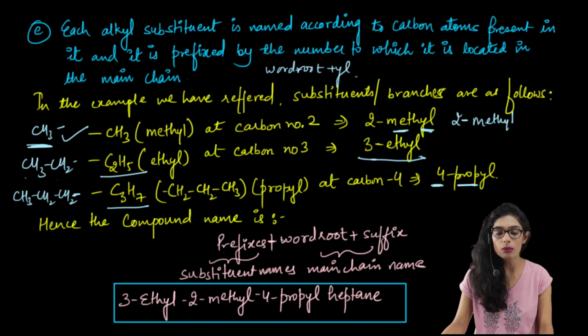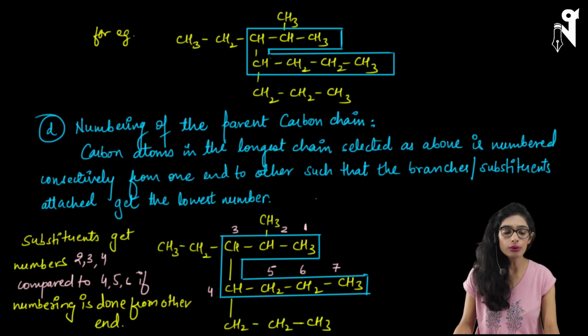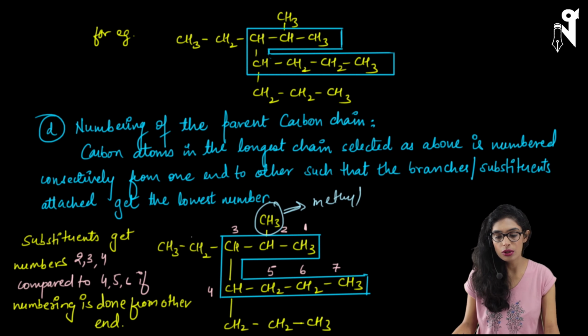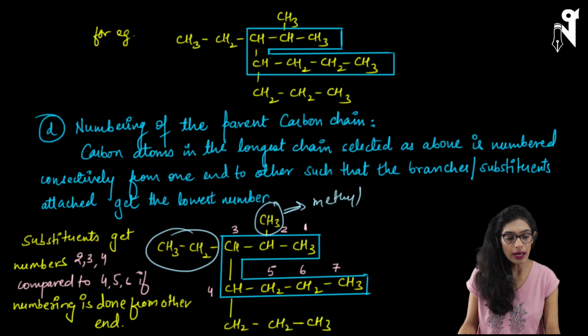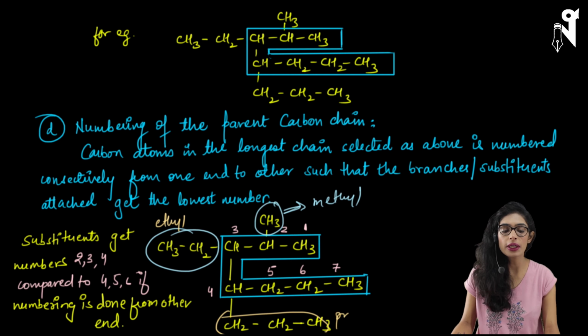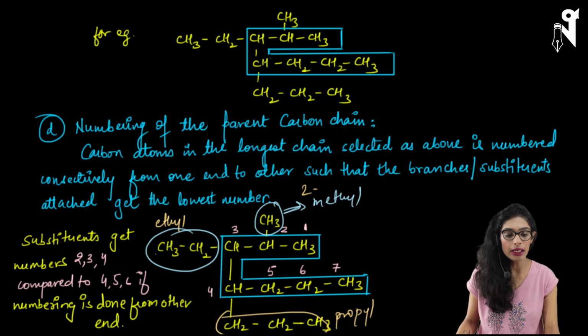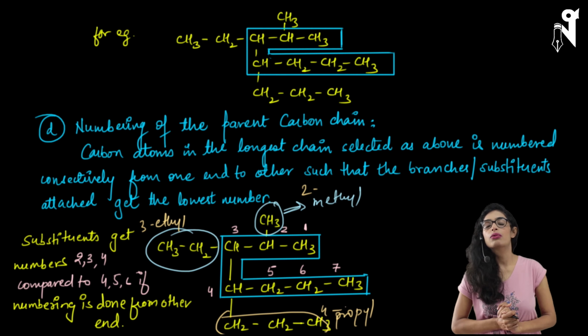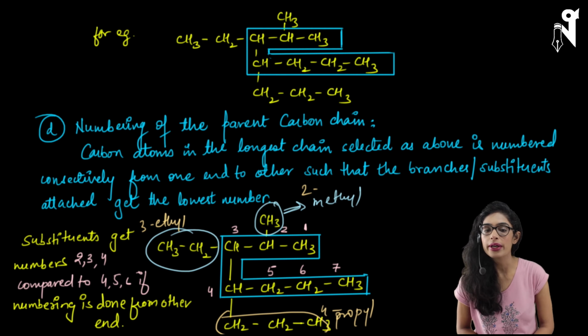Now look at that compound once more. I have told you this branch is called methyl. This branch is called ethyl. This branch is called propyl. And this is with respect to their position. It is 2-methyl, it is 3-ethyl, and it is 4-propyl. So we know the name of the branches now. We don't have to worry about the name of the branches right now.